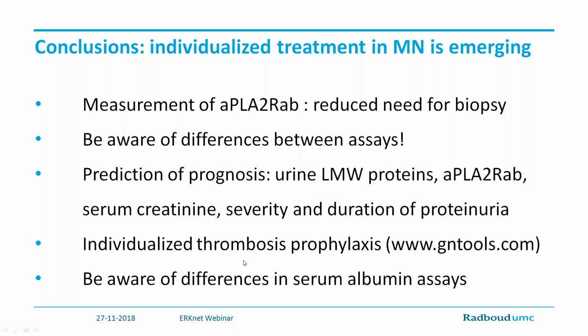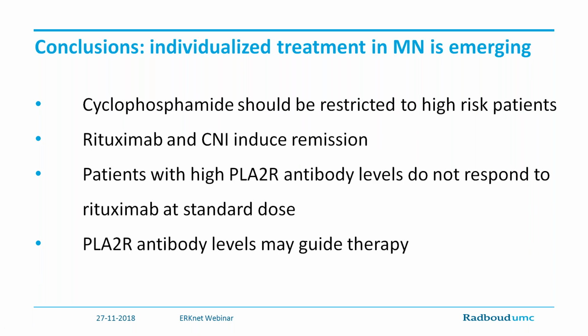It's important to consider thrombosis prophylaxis in a patient, looking at the individual risk of the patient, his serum albumin values, and also looking at the bleeding risk, which you can find on the internet. When evaluating risk of thrombosis, be aware of differences in the albumin assays. It's important to realize that cyclophosphamide is effective and should be restricted to high-risk patients. Rituximab and CNI are drugs which are able to induce a remission and could be beneficial in the patients at moderate risk of disease progression, but patients with very high antibody titers and patients with progressive renal insufficiency do not respond to rituximab at the standard dose and will most likely be dependent on the use of cyclophosphamide. And importantly, measure antibody levels to guide the treatment.